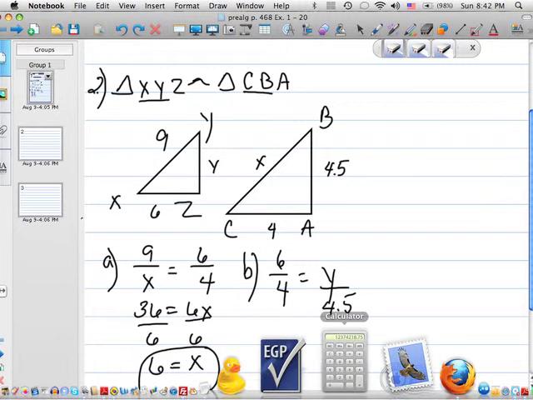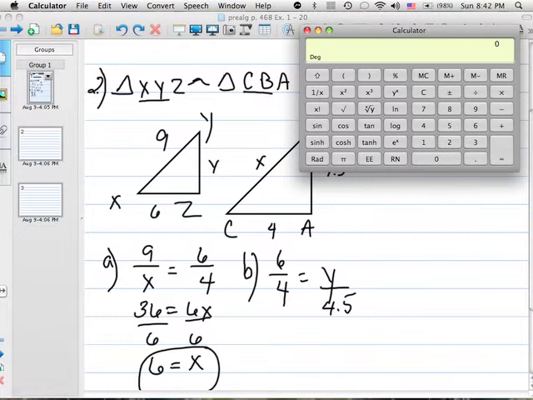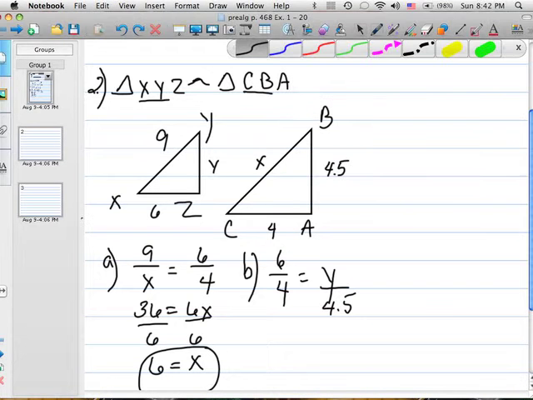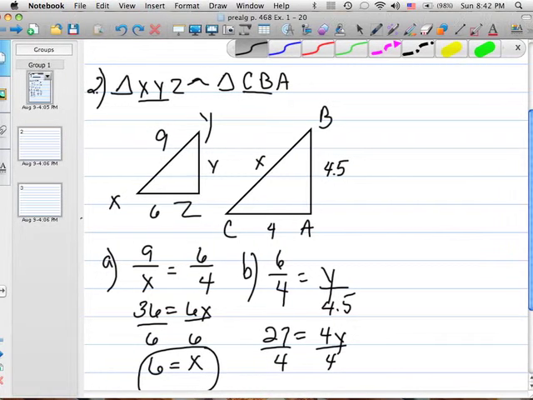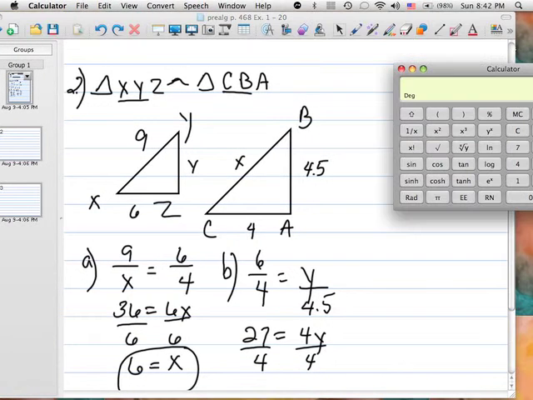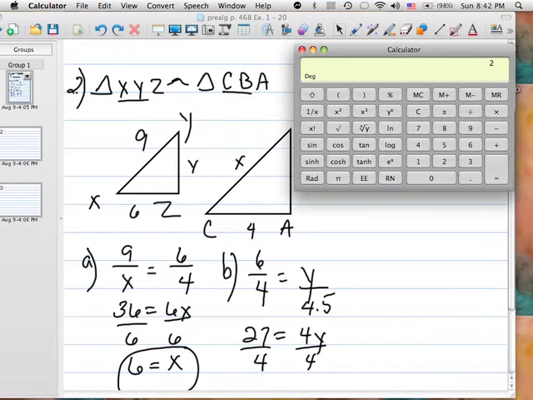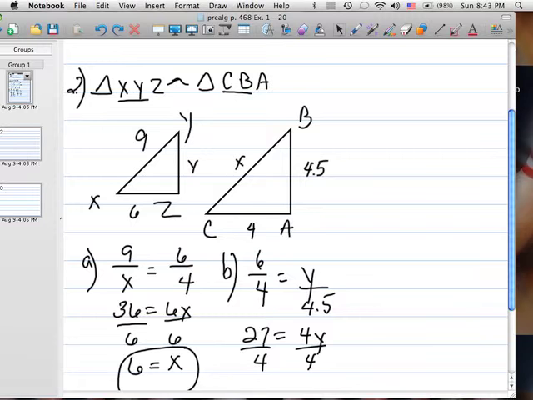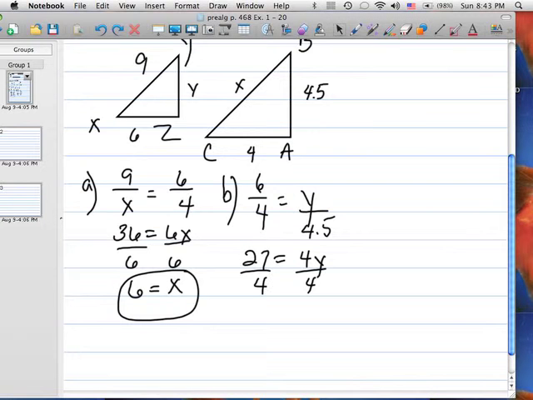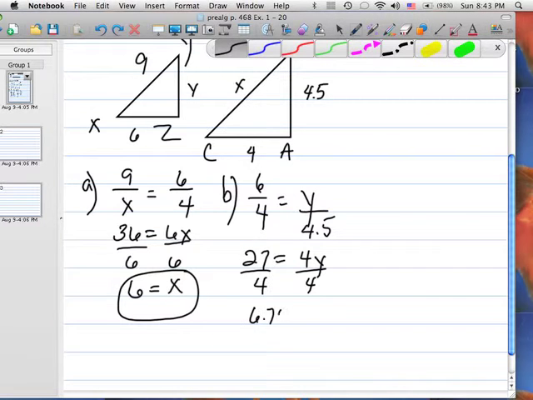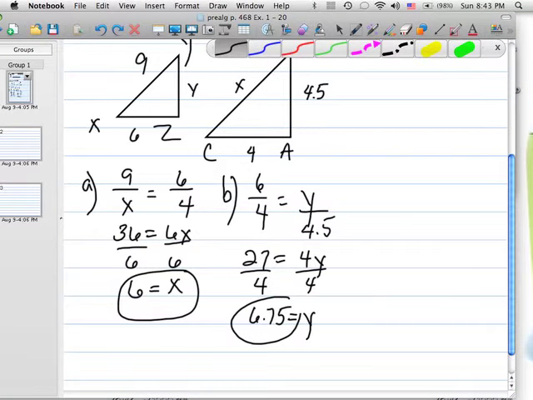Get our calculator out here. So we take 6 times 4.5. We get 27, equals 4y, and then divide by 4. And 27 divided by 4 is 6.75. So we found our 2 missing sides.